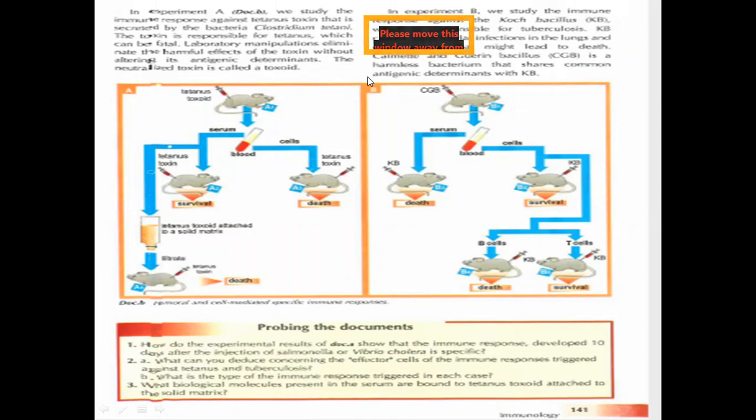So first of all, what did they do in experiment A? They injected attenuated toxoid. This attenuated toxoid is tetanus toxoid, which is the weakened one. And then what did they do? They took the serum and they injected it into mouse A2, and they took the blood cells and they injected them into mouse A3. This one was given the serum and this one was given blood cells. The one given the serum survived after the injection of tetanus toxin, which is harmful, while the one given blood cells died after the injection of tetanus toxin. So who protected it? The serum protected it, meaning the antibodies protected it.